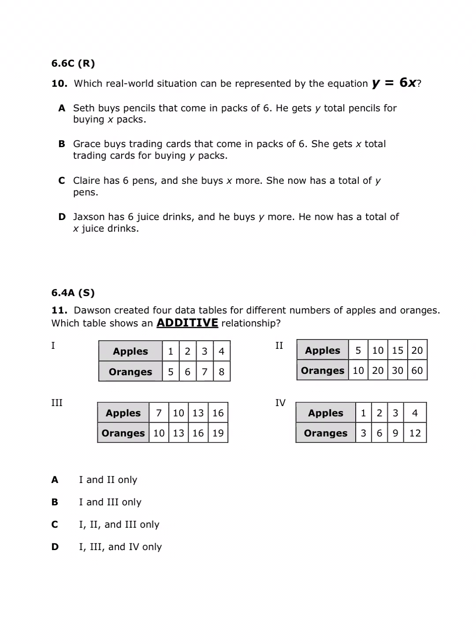Number 11. Dawson created 4 data tables for different numbers of apples and oranges. Which table shows an additive relationship? A, 1 and 2 only. B, 1 and 3 only. C, 1, 2, and 3 only. D, 1, 3, and 4 only.